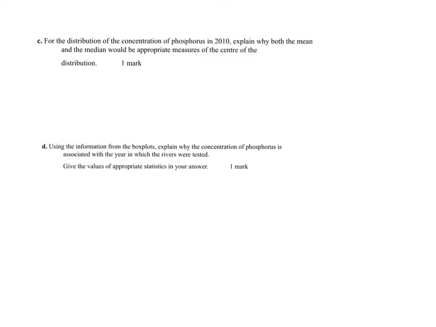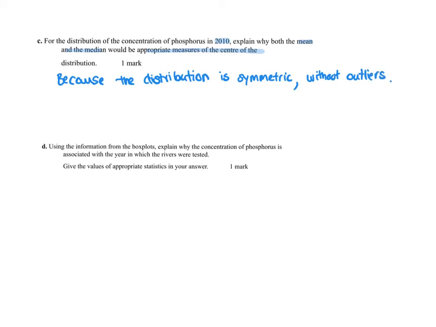Okay, for the distribution of concentration in 2010, explain why the mean and the median would be appropriate measures of centre. They're only appropriate together if the data distribution is symmetric. So because the distribution is symmetric, both the mean and median are appropriate. And we probably should say without outliers, because an outlier would affect the mean. So it's symmetric shape without outliers, so that's why it's appropriate.